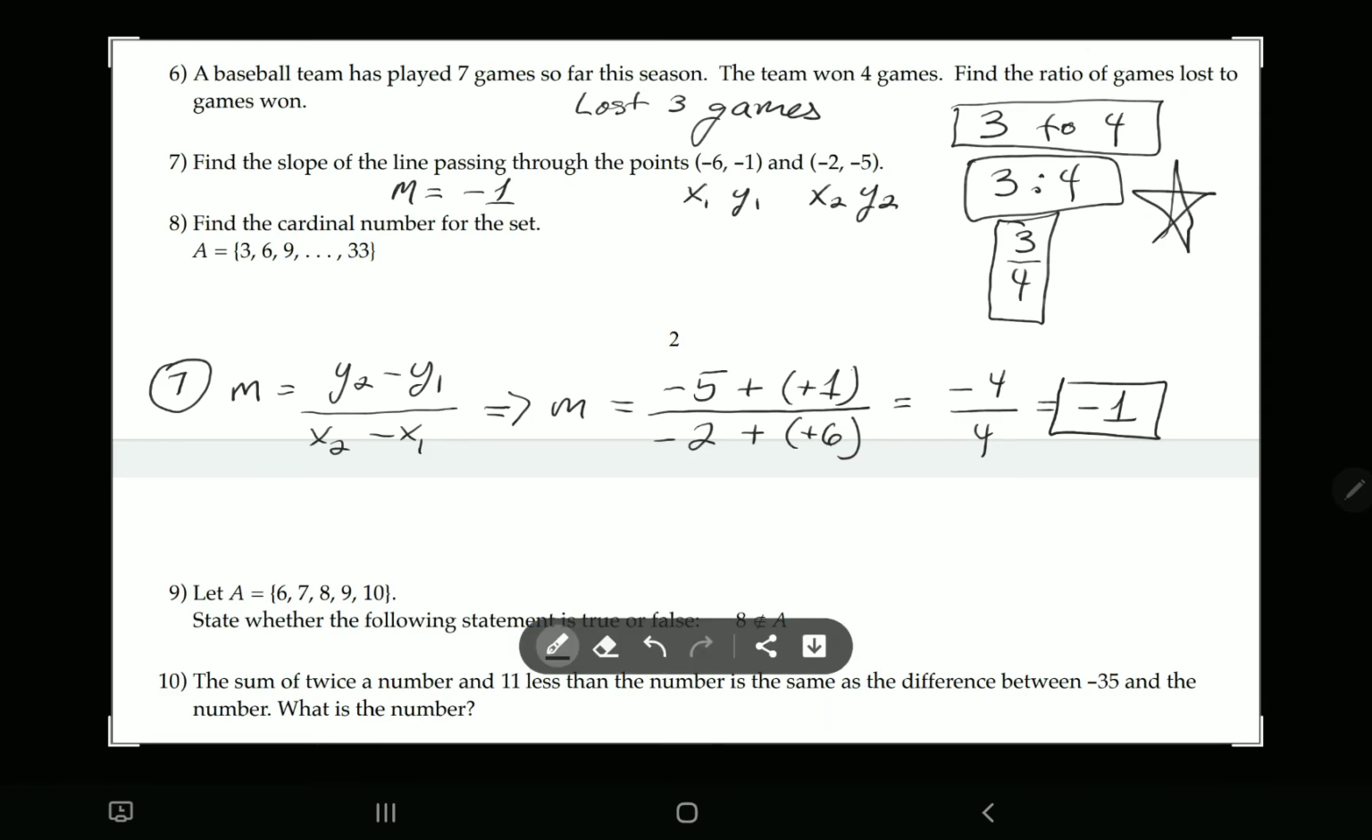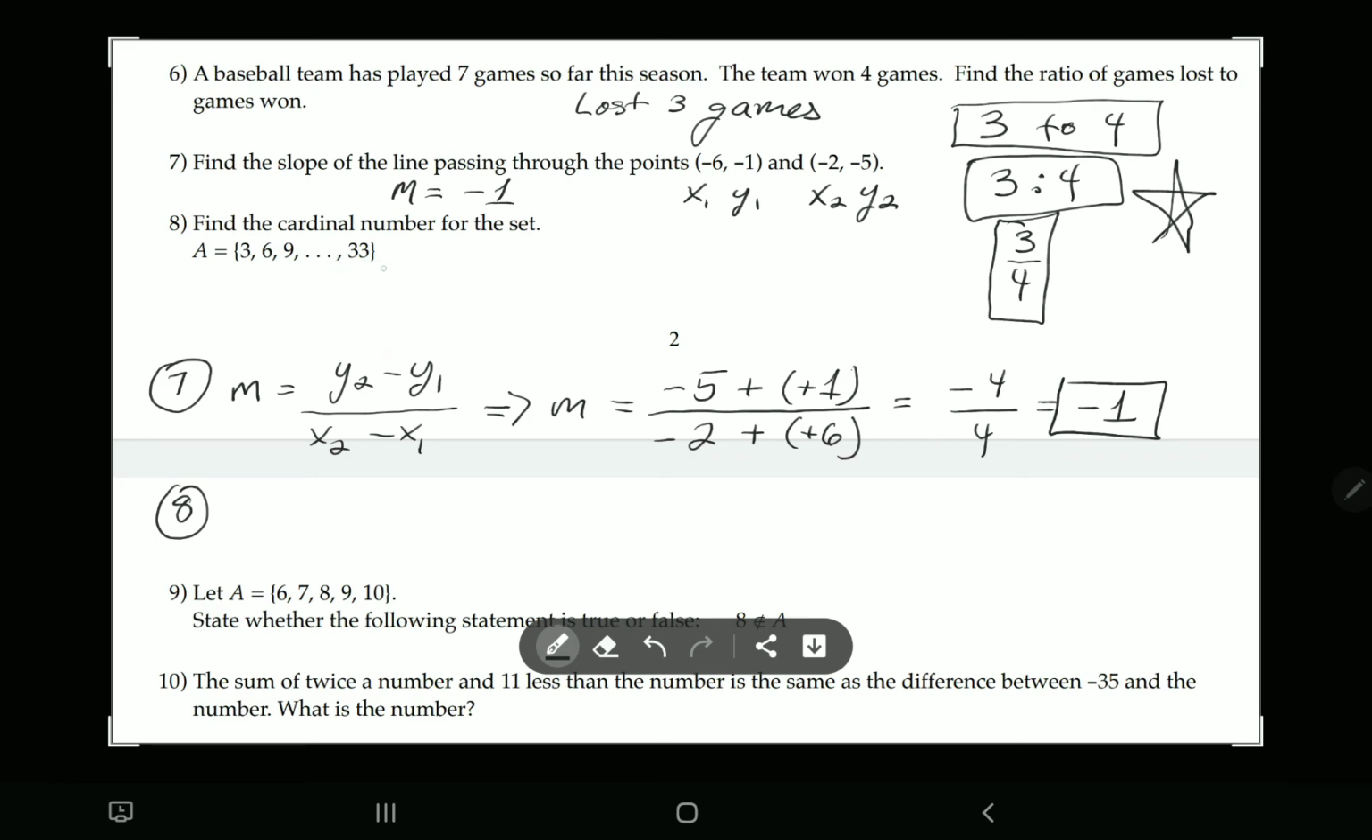All right. Make sure you have this down because I am going to erase. Matter of fact, no, I'm going to keep the work there. I'm just going to write number 8 below. Number 8 says find the cardinal number for the set. And I am tired because I'm mispronouncing my words. 3, 6, 9, all the way to 33. They're counting up by 3s.